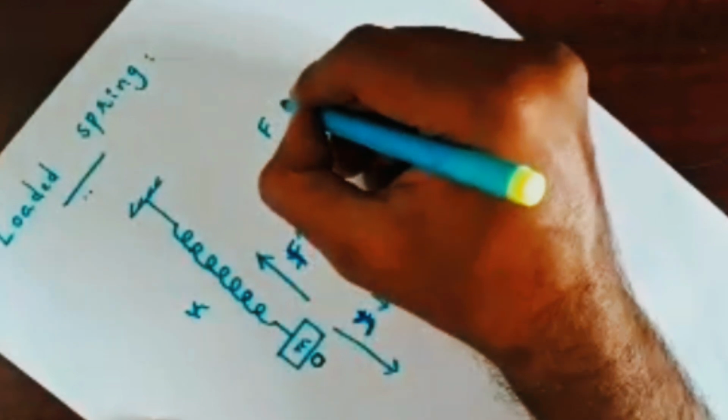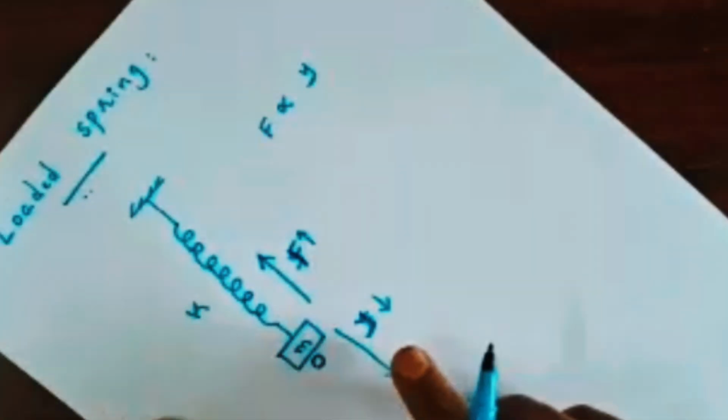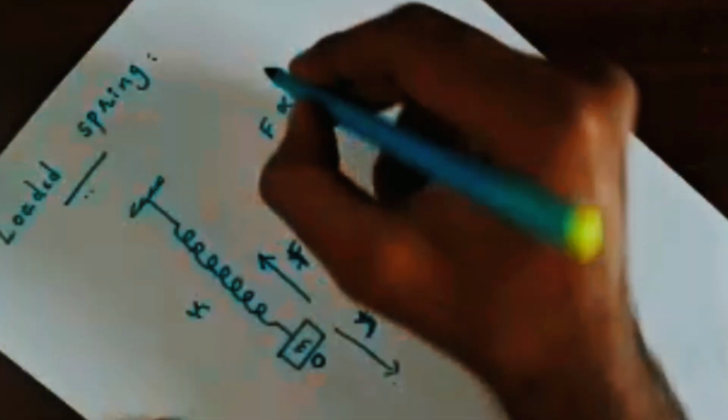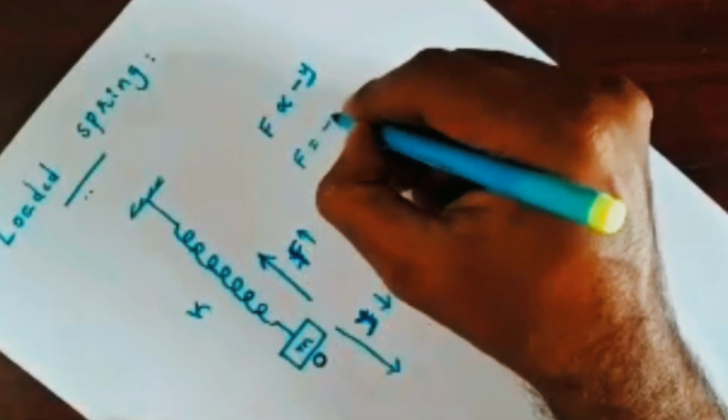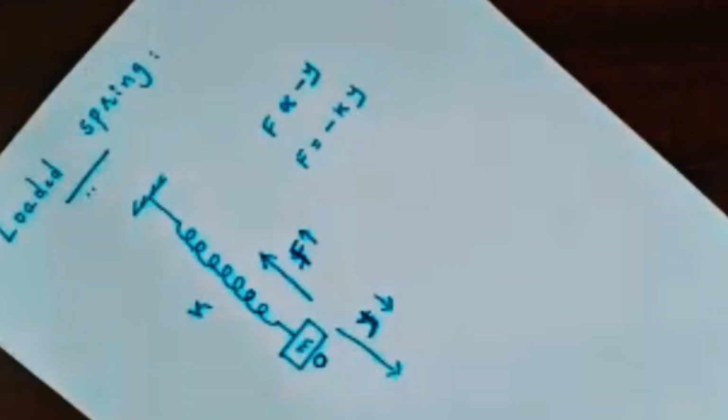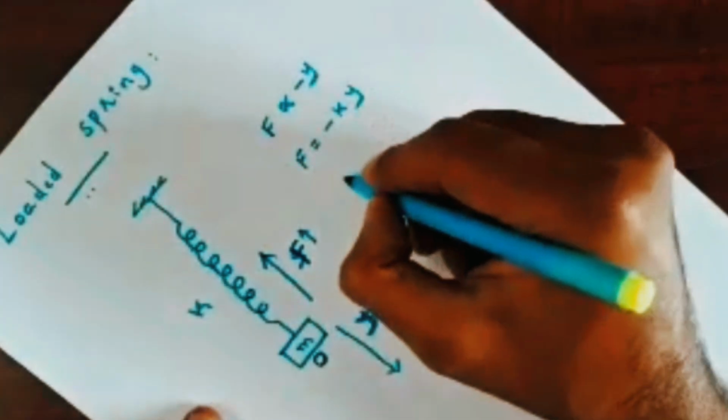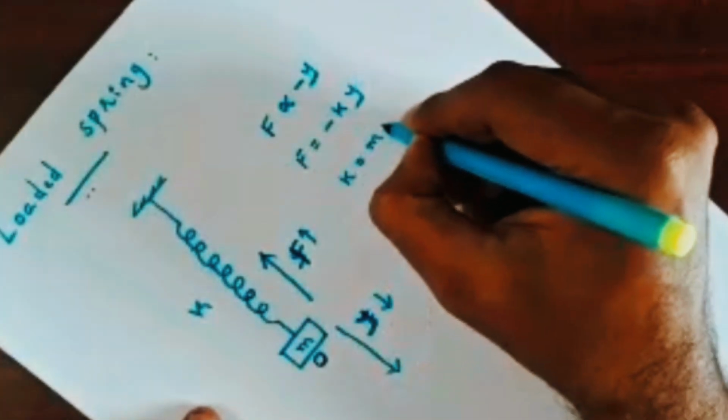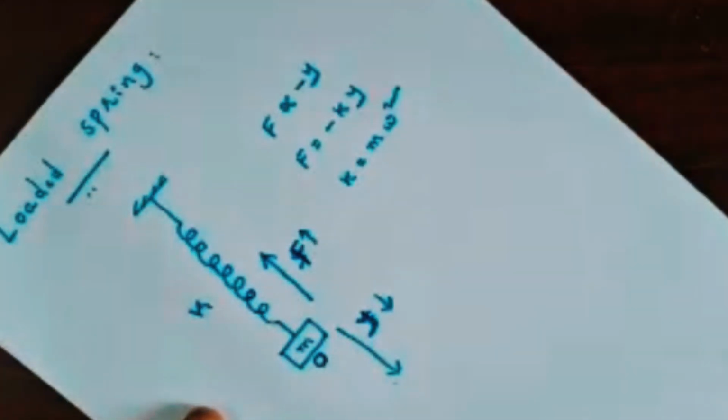So F is proportional to Y. If the displacement increases, the restoring force generated within the spring also increases, but in the opposite direction, and that's why minus Y. Force and displacement both are in the opposite direction. Then remove the proportionality and keep a constant. That constant is K. Okay. Now here that K is nothing but K is equal to m omega square. That K is equal to what's the value?